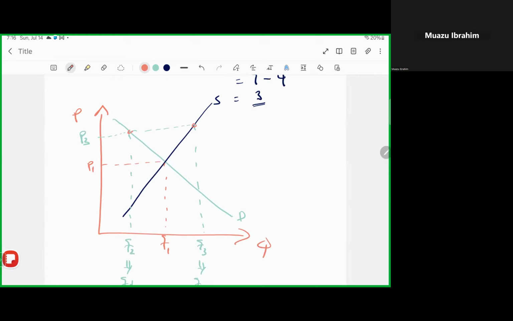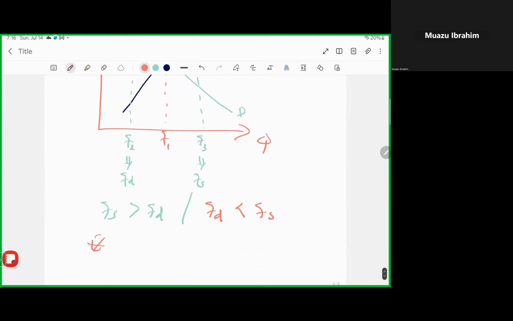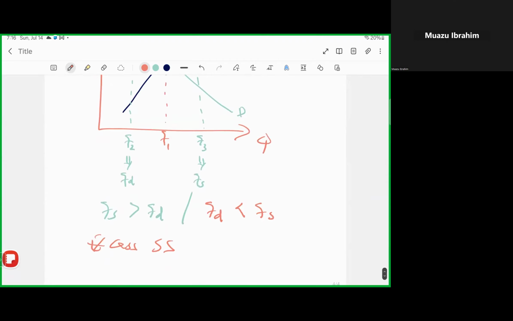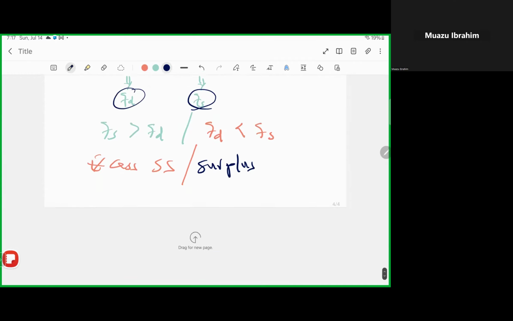So there will be too much of that particular good in the market, and there's going to be what is called excess supply. Remember, the first one, where price was lower than the equilibrium price, we had excess demand. But in this case, price is higher than the equilibrium price, so we will have excess supply. And because we have excess supply, there is also going to be a surplus in the market, because the amount being supplied is more than the amount being demanded.